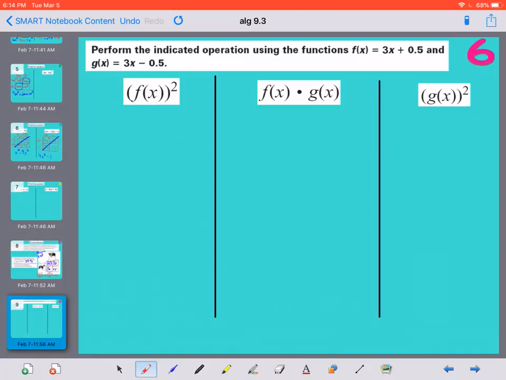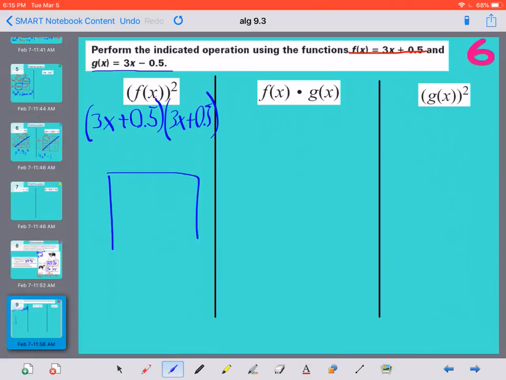Alright, so this one says perform the indicated operation using the functions f of x equals 3x plus 0.5 and g of x equals 3x minus 0.5. This one says f of x squared. So we're going to have 3x plus 0.5 times 3x plus 0.5. So this is squared. We're going to have two of the same.